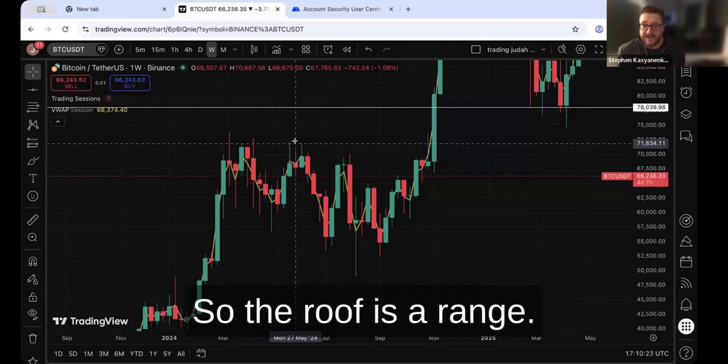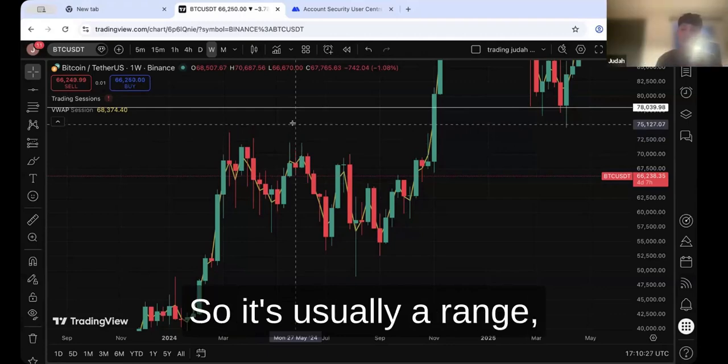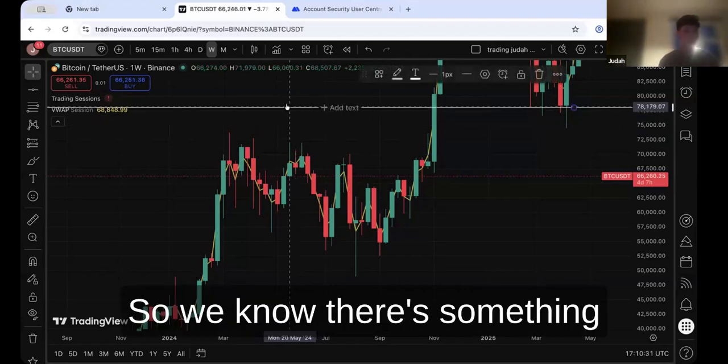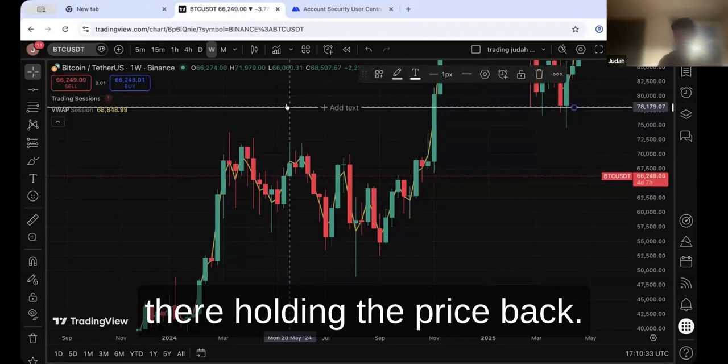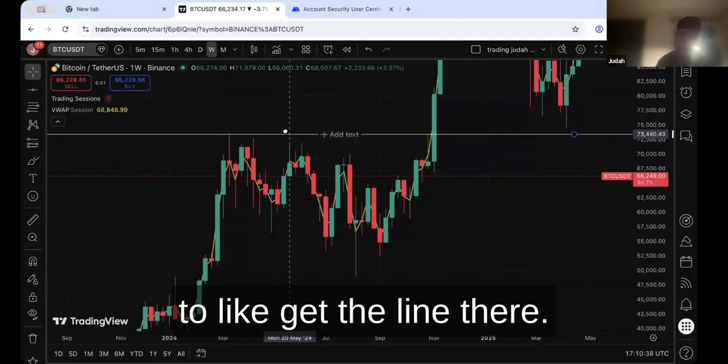So the roof is a range. It's not an exact number. It's a range. So we know there's something there holding the price back. What I like to do is get a line there.